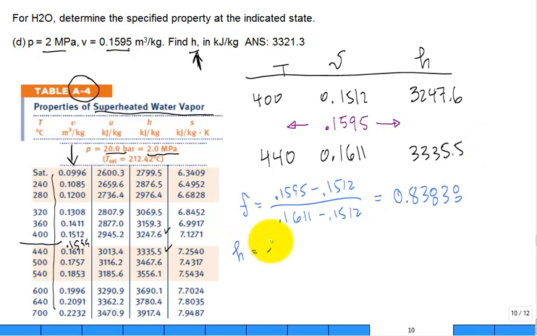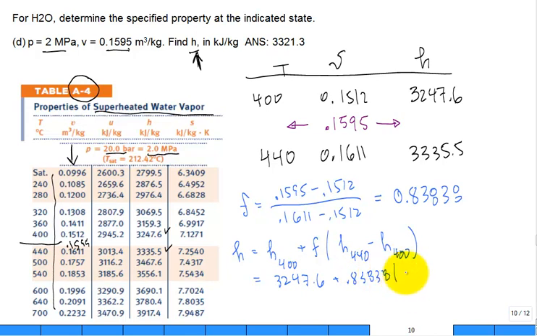And now we calculate the enthalpy. I'm going to write it like this: the h at 400 plus the fraction times the enthalpy at 440 minus the enthalpy at 400. And so let's write our values. 3247.6 plus 0.83838 times 3335.5 minus 3247.6, and then we'll get our final answer of 3321.3 kilojoules per kilogram, and then go ahead and box it.